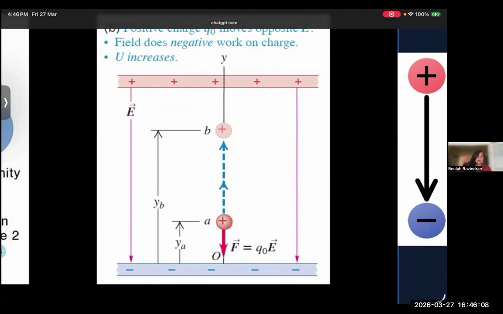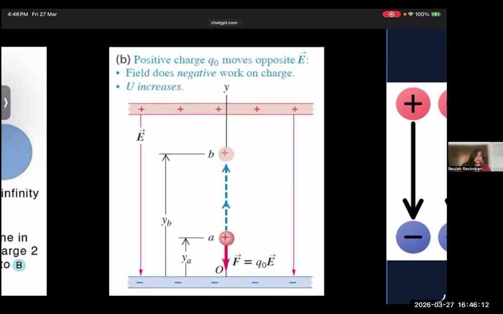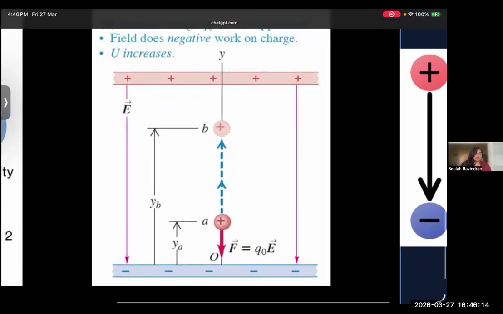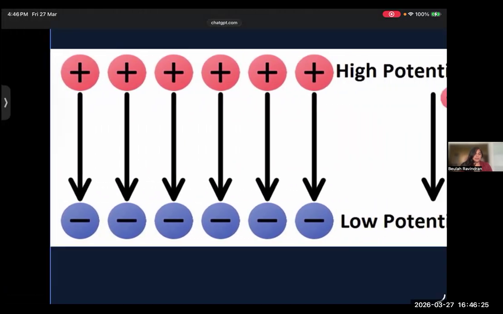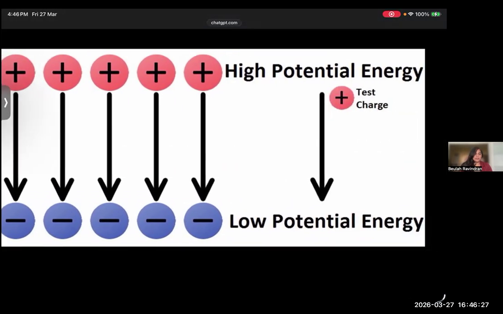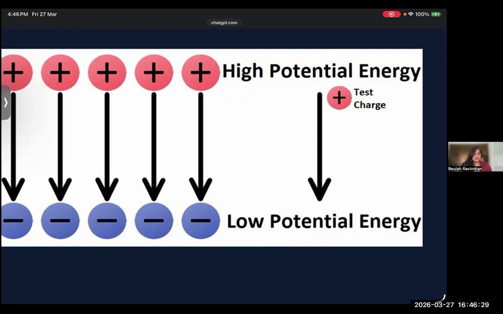Work done is negative. You can see the electric field, and Q naught is moving opposite to the electric field. Everything is given clearly in this picture, so you are able to see this. See, high potential to low potential, we can say. So this is the test charge. Right now, the charges are moving from high potential to low potential.